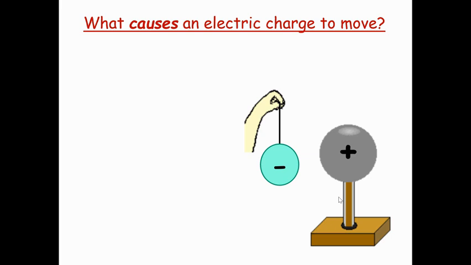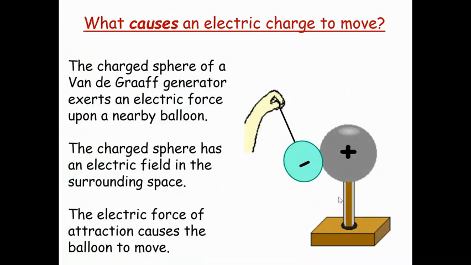Well, from experience and what we've learned in class, we know that opposite charges attract. So how is this negatively charged balloon going to move? Well, it's going to be attracted to the Van de Graaff generator. Just like the apple moved toward the earth, this negative charge will move toward the positive Van de Graaff. Well, why? It has to do with electric fields.